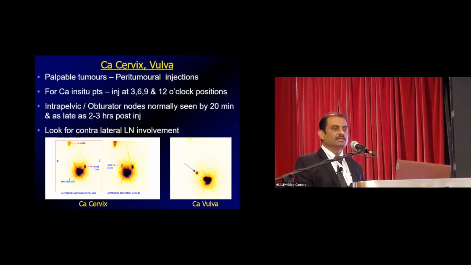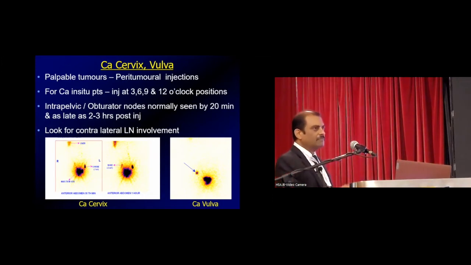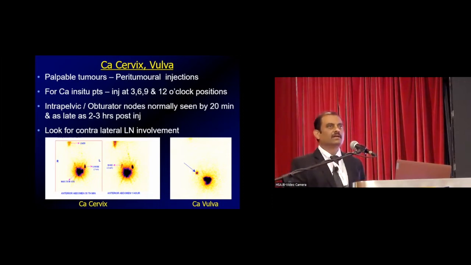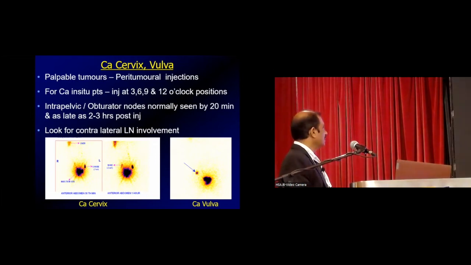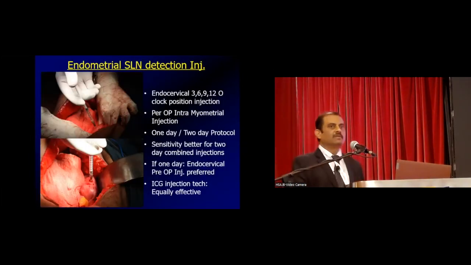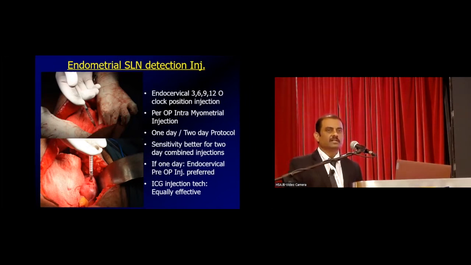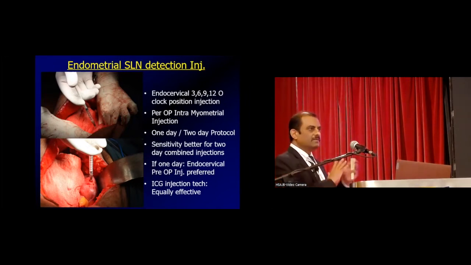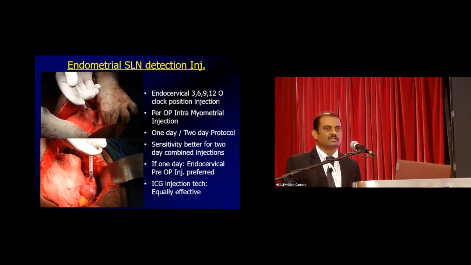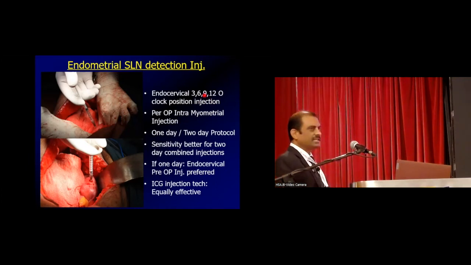So these are the normal images which you can do, but obviously just by a planar image you will not get convinced whether this is an internal iliac, external iliac or an obturator node, and that is where the SPECT-CT will be helpful. Now coming to the endometrial injection technique, it is very important to understand there are 2 ways of injecting the endometrial cancers. One is the previous day cervix injection. So here you will be doing a cervical lip 3, 6, 9 or 12 o'clock position. Again, even 2 injections is good. That is one way of injecting the patient.